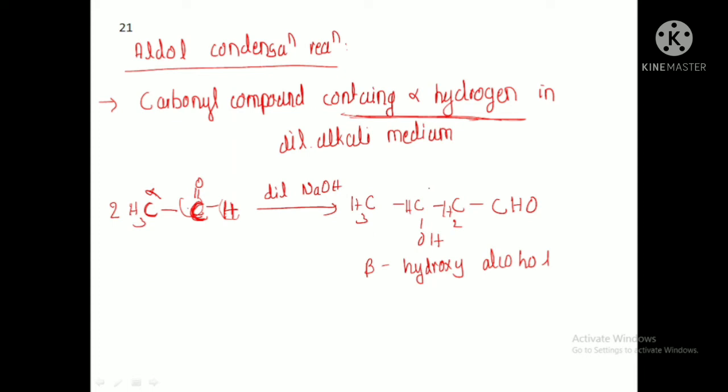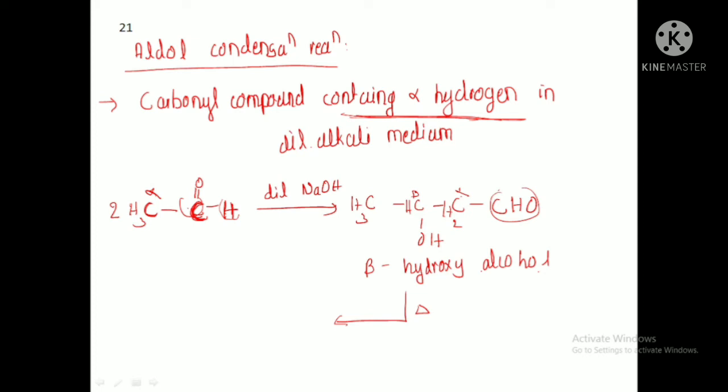I know it's a bit difficult to remember. I will tell you an easy method. First, just remember this: on heating, it will undergo dehydration reaction, removal of water. So this is the beta carbon atom. This is alpha, this is beta, because the carbonyl functional group C double bond O is here. Beta hydroxy alcohol will be formed.